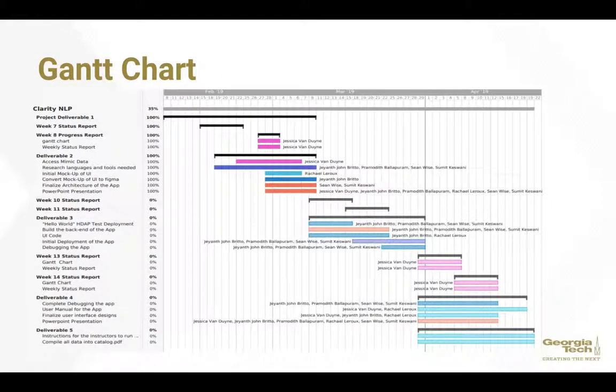And lastly, this is our Gantt chart. We're doing deliverable 2, and in the coming weeks, we'll be starting implementation and deployment.